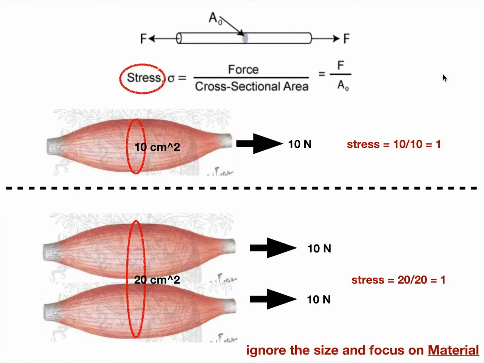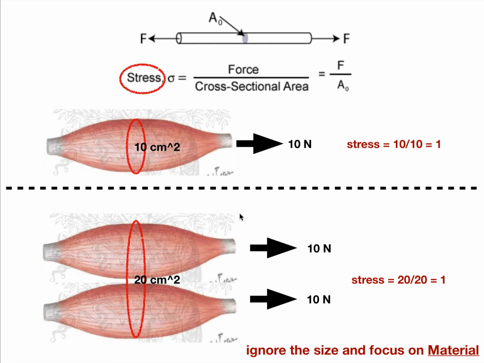And we can talk about stress first. Why do we use the force divided by cross-sectional area? What does that mean? Here's a simple example. Say this muscle can afford maximum 10 newtons, and it has a cross-sectional area of 10 centimeters square. So how do we calculate stress in this case? We use 10 newtons divided by cross-sectional area, which is also 10. So for stress, you got 10 over 10 equals 1.